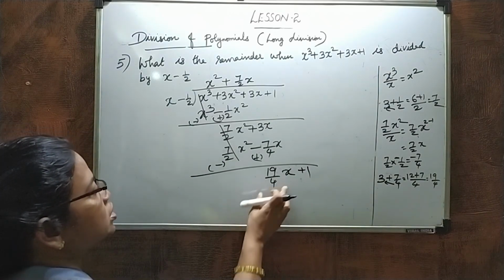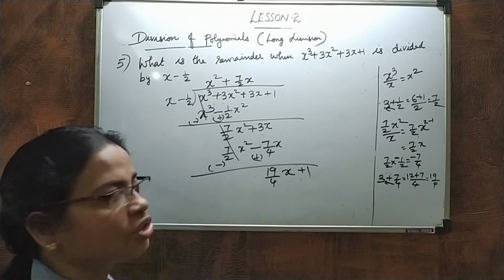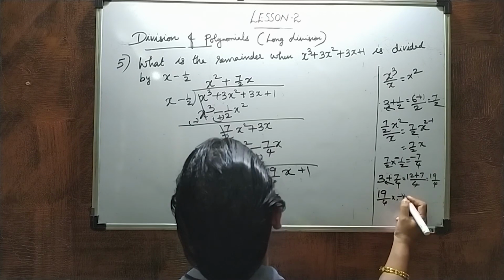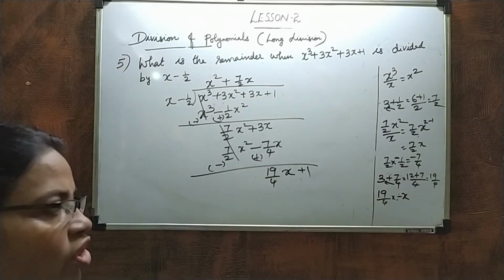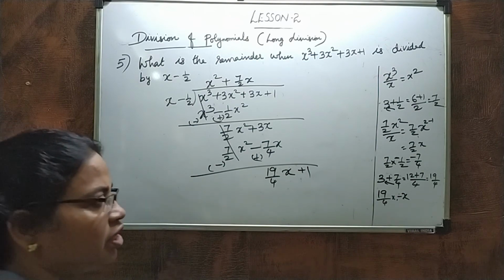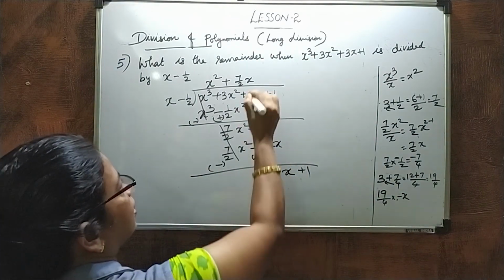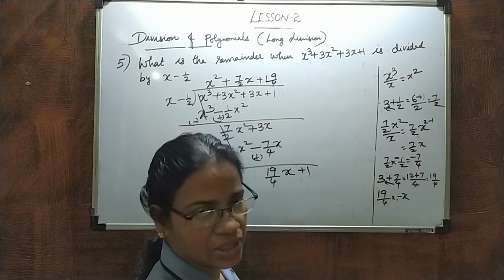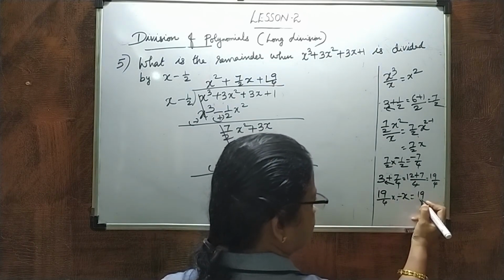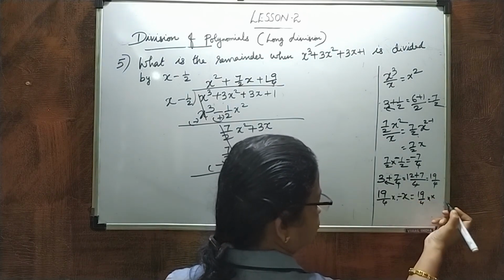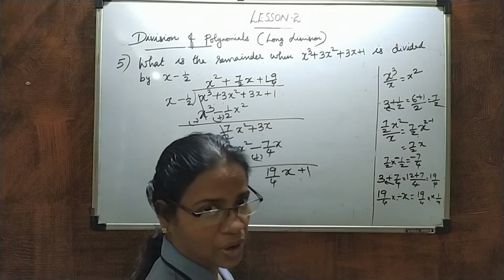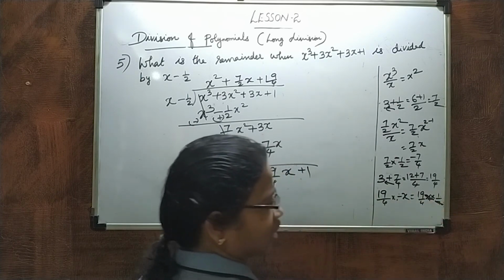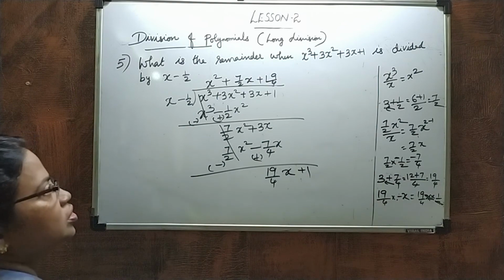Again 19 by 4 x divided by what? What do you have to do? The first term of the divisor. 19 by 4 x divided by x. 19 by 4 itself, right? It is plus. Then x divided by x, it is 1. If you have doubt, you can write like this: x into 1 by x. Take the reciprocal and multiply. Fractions rule, division. So numerator and numerator cancelled. 19 by 4 you will get.